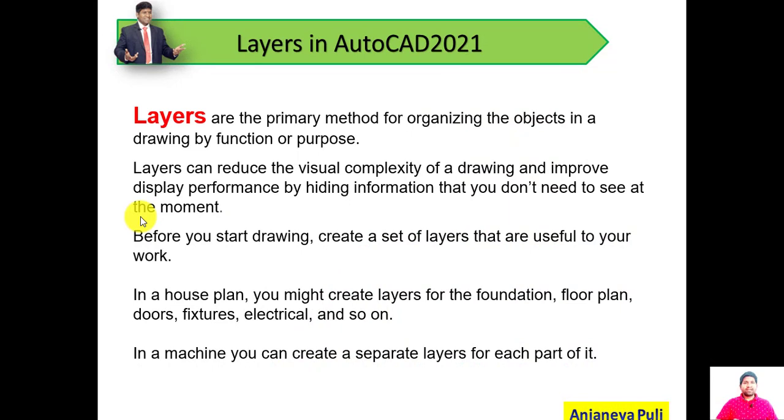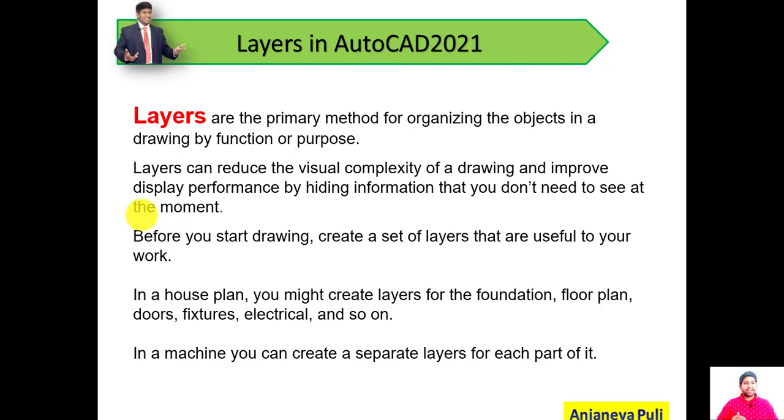Let's understand what a layer is in AutoCAD 2021. Layers are the primary method for organizing the objects in a drawing by function or purpose. Layers can reduce the visual complexity of a drawing and improve display performance by hiding information that you don't need to see at the moment.